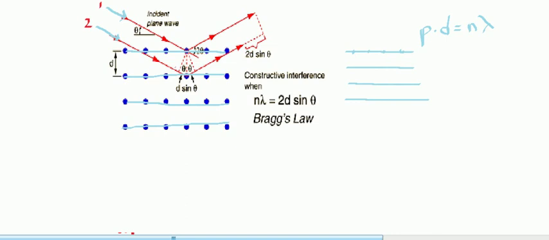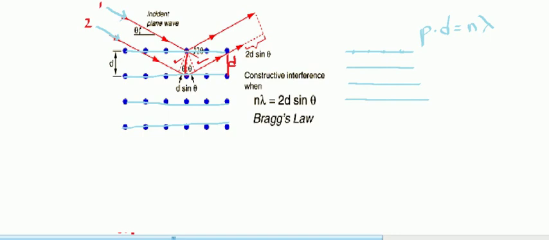If you look at it carefully, you can find the hint for path difference at this position. So what's the hint? You see, light number 2 is covering an extra distance compared to light number 1, and that extra distance is, if the spacing between these two planes is d, then there is a d sine theta here and there is a d sine theta here. So this is a d sine theta and this is a d sine theta. Let me make it yellow.